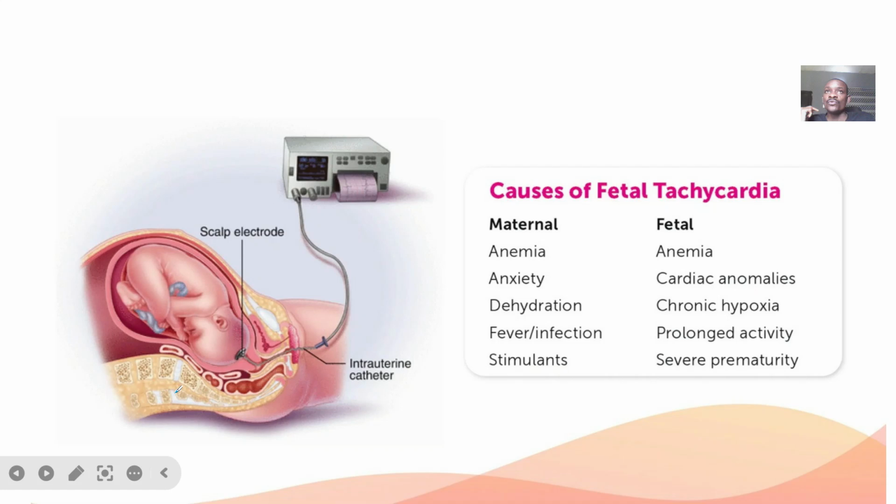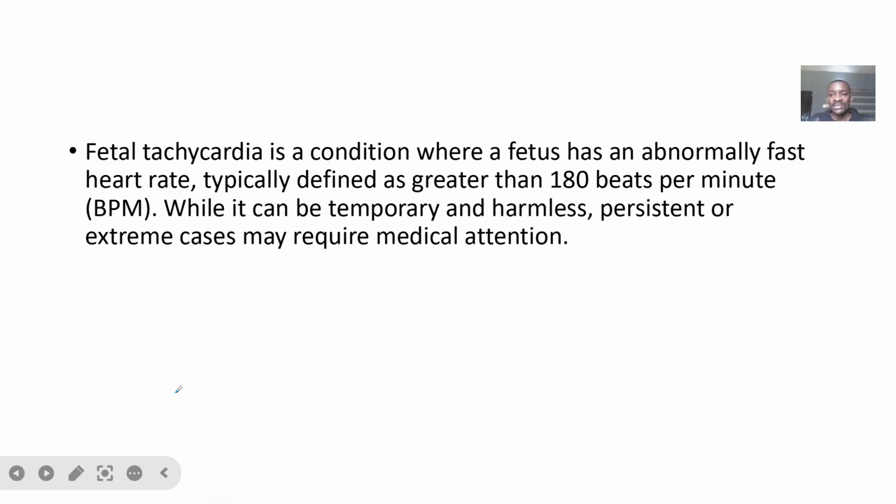Now, for you to know if a baby's heart is beating too fast, you must actually know the normal heart rate of a baby. Do you understand? So it's where you know the normal heart rate, the range. You know that anything that is below this range is beating too slow. Anything that is above the range is beating too fast. Do you understand? So fetal tachycardia just has to do with the baby's heart beating too fast.